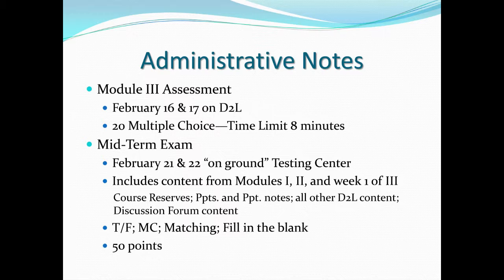It's totally multiple choice, 20 multiple choice questions, where you have the names that you'll run into in Module 3 to be selected from and associated with something, like, for instance, free association would be associated with Sigmund Freud. So you only have 8 minutes to take the test. You should probably be able to finish in 4. So that's your Module 3 assessment.